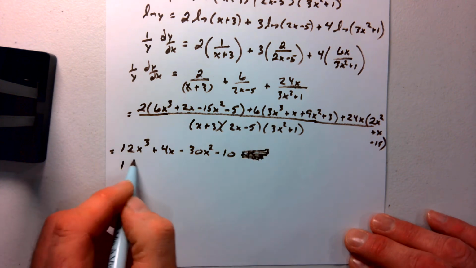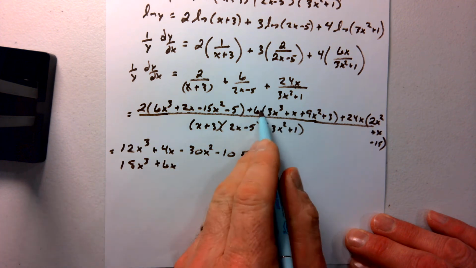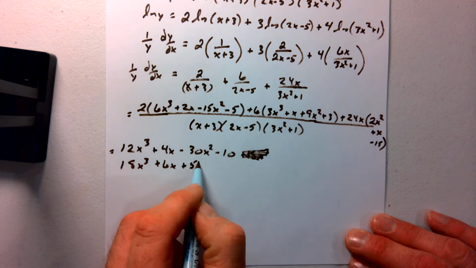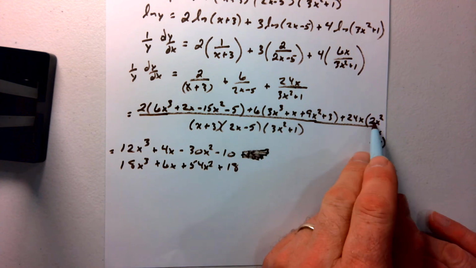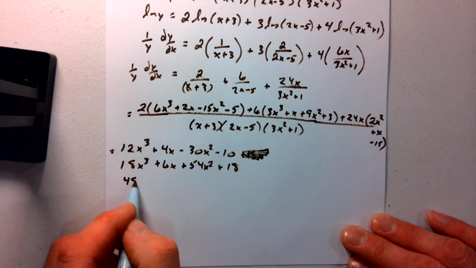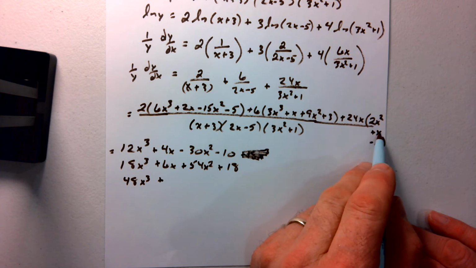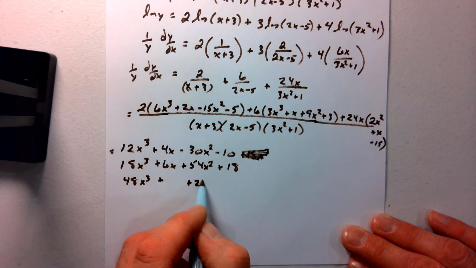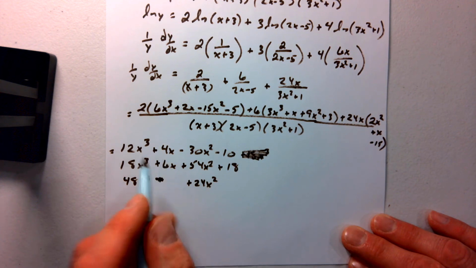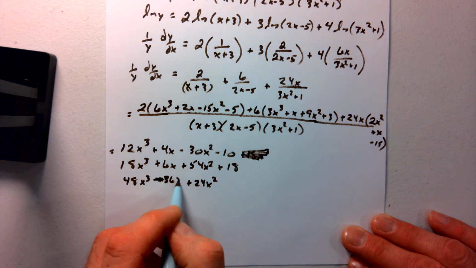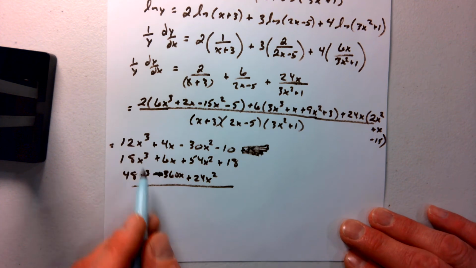I'm going to move that 18x to the third over here just to make my life easier. Plus 6x, and then 6 and 9 gives me a positive 54x squared, and then plus 18. And here, 24x times 2x, that's going to give me a 48x to the third, plus 24x and x, that's going to be 24x squared, so we'll move that over here. And then 24 times 15, that's a minus a 360x, isn't it?